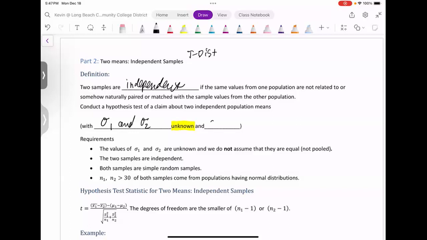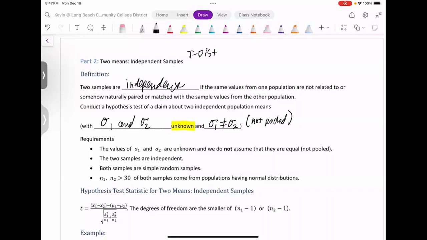That means we're going to be using a t-distribution. You're also going to assume that they're not equal. And in math terms, that means that they are not going to be pooled. One of the options when we're doing this is to say, hey, can the data be pooled? The answer is going to be no for us, for all of them for this particular class.